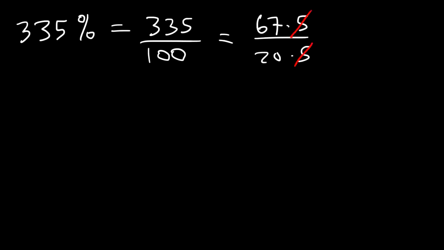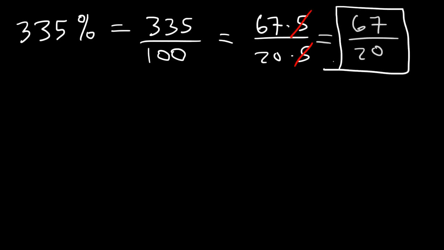Now we can't really break down 67 into anything. 2 doesn't go into it, and 3 doesn't go into it either. So we can't break it down into anything useful. So therefore, we're going to leave our answer as an improper fraction just like that.